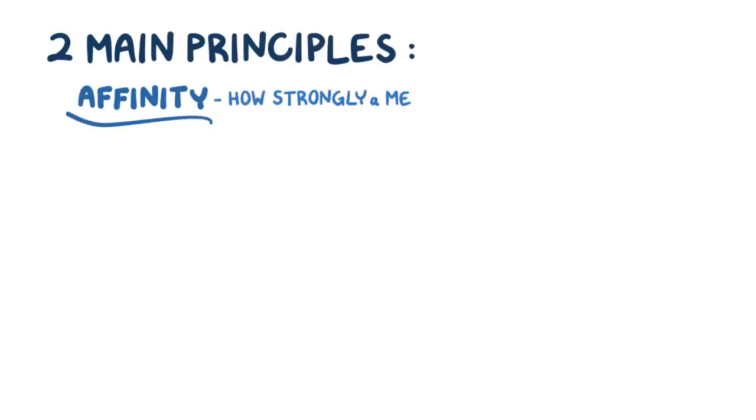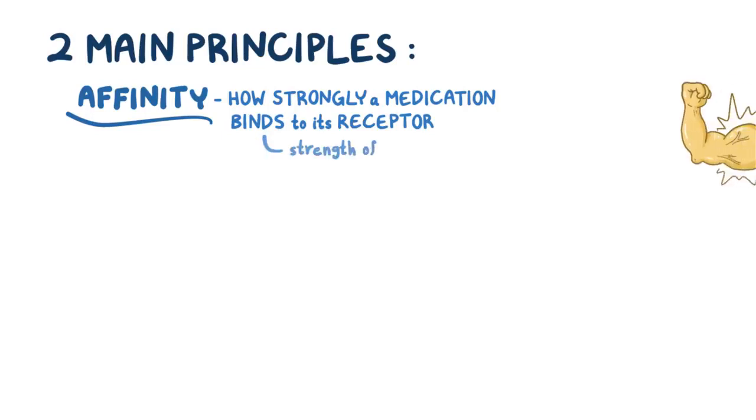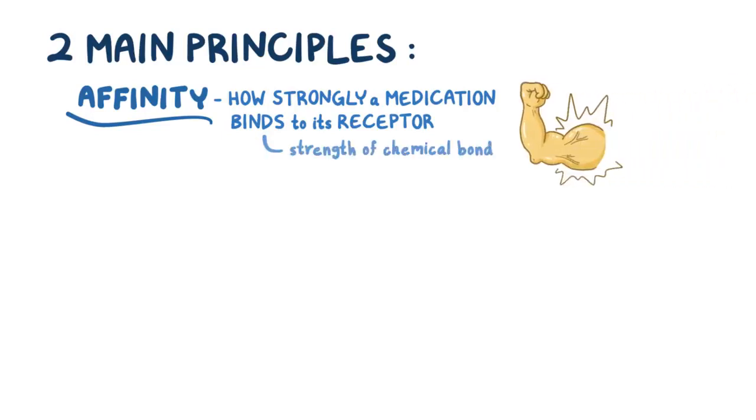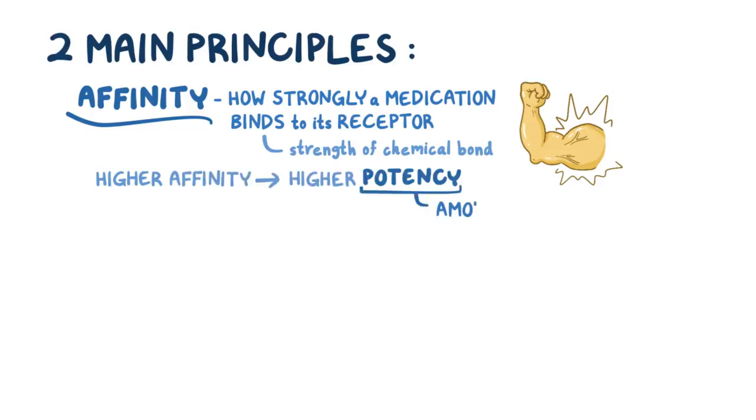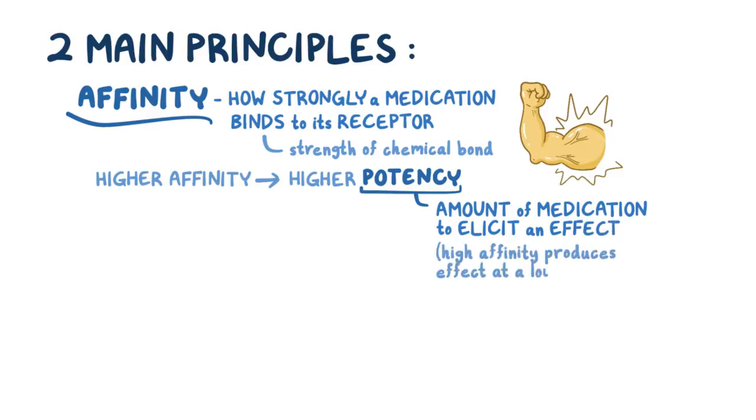Affinity is how strongly a medication binds to its receptor. This is mainly determined by the strength of the chemical bond between the two. The higher the affinity, the higher the potency, which is the amount of medication needed to elicit an effect. So medications with high affinity can produce an effect at a lower dose.